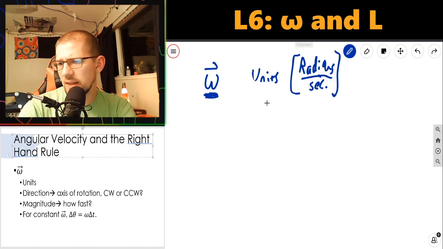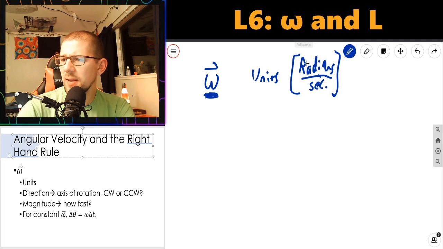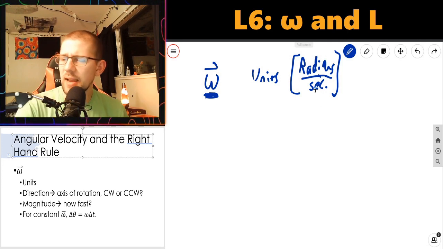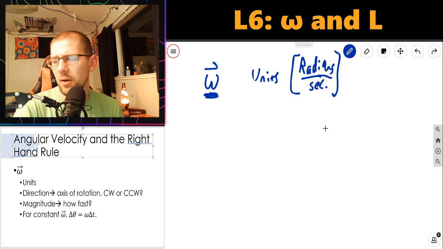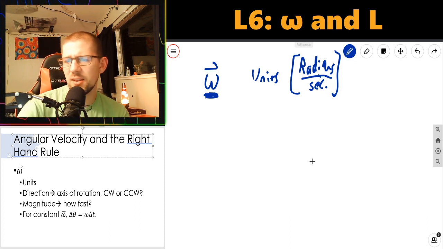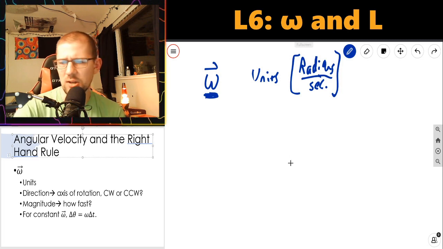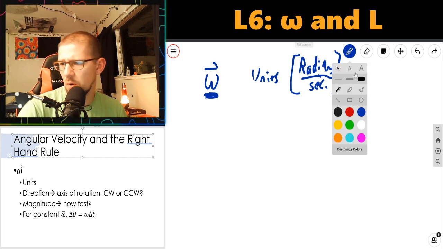Okay, so with units of radians per second, a radian is kind of like a degree. It measures some angle that I've gone through, that I've gone around. Per second tells me that it's a rate. So it's a number of radians that I go around in a certain amount of time. So this tells me how quickly an object rotates around an axis of rotation.